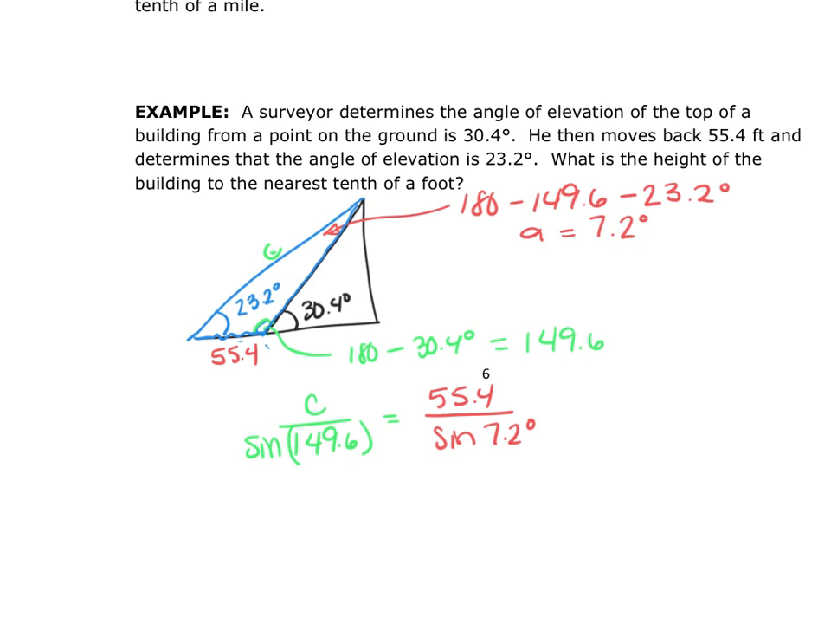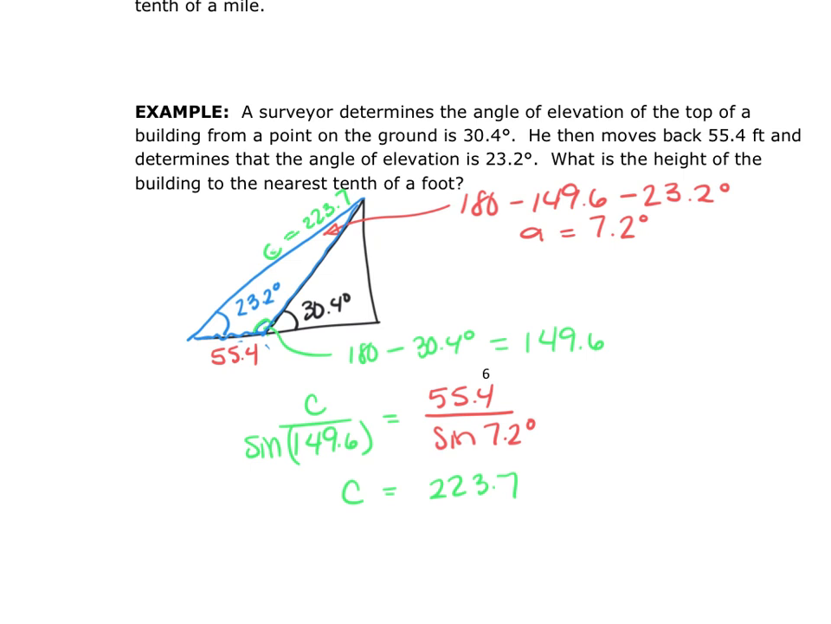So I have C, which is going to be 55.4 multiplied by the sine of 149.6 divided by the sine of 7.2, and I get that C value there. This is going to be 223.7. So C is 223.7.